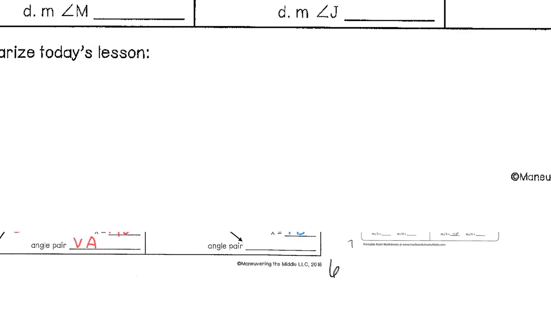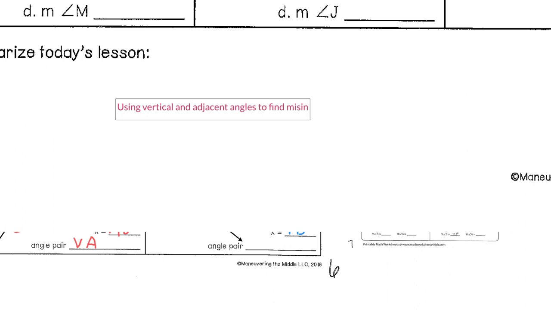Okay, so then at the bottom it says summarize today's lesson. So in this lesson, we covered using vertical and adjacent angles to find missing angles. Okay, and then you can also say, instead of vertical and adjacent angles, you can say using angle relationships to find missing angles. That's also an appropriate answer as well. But I do want you to put something down there where you are summarizing the lesson.